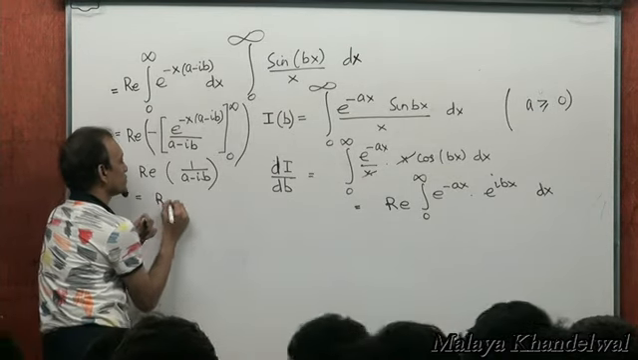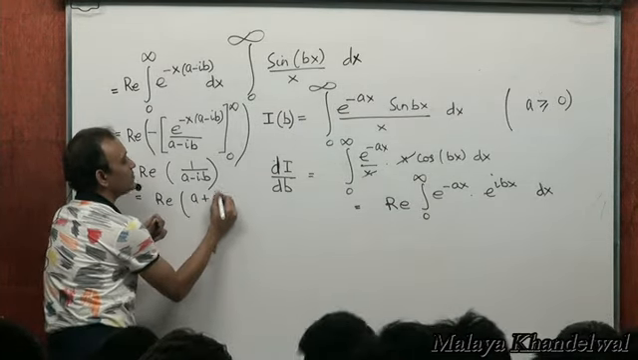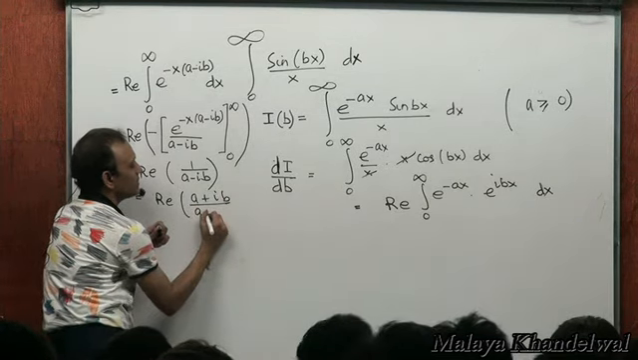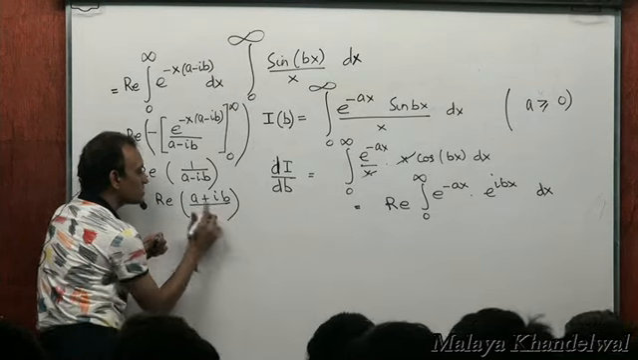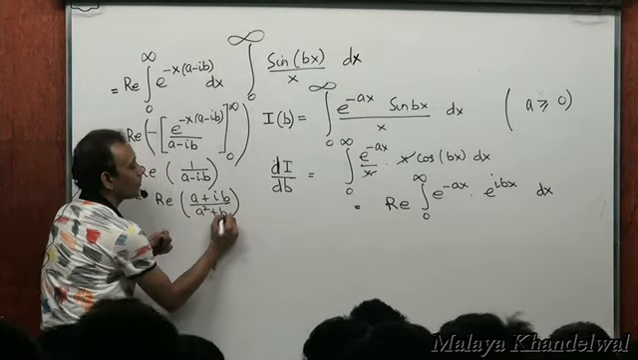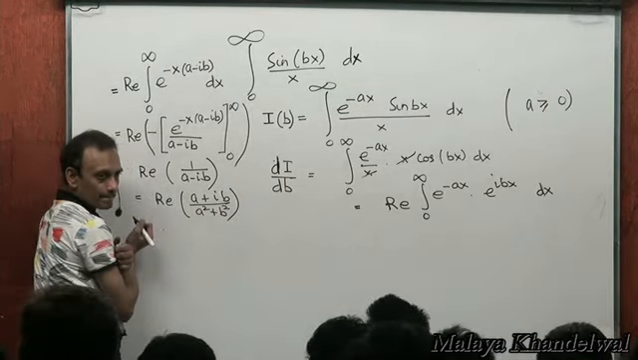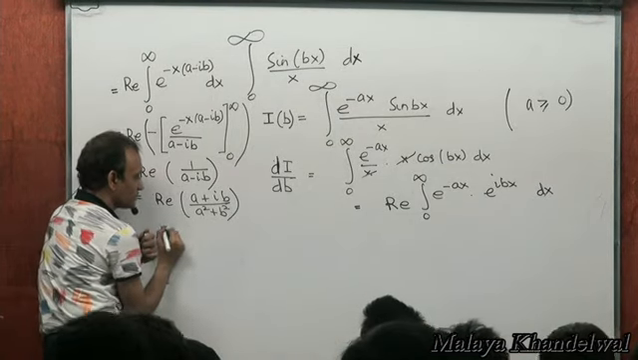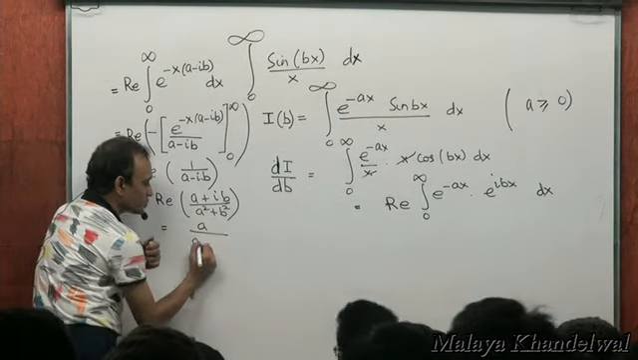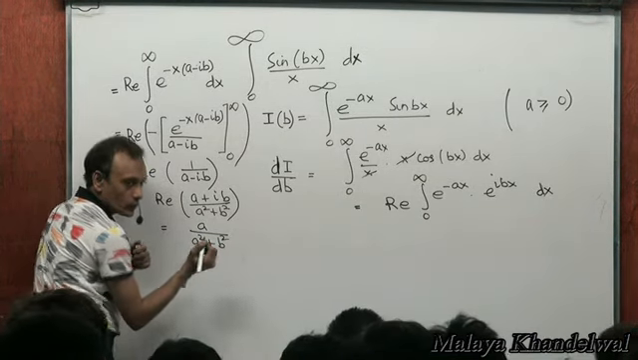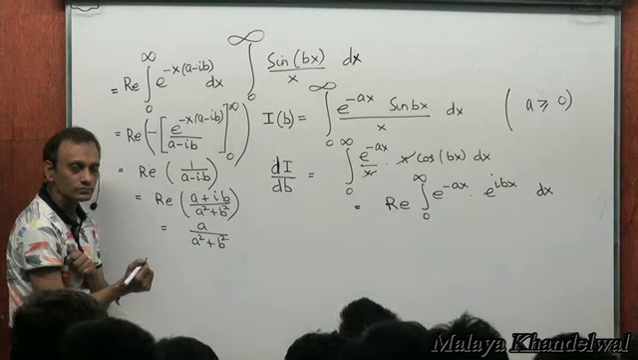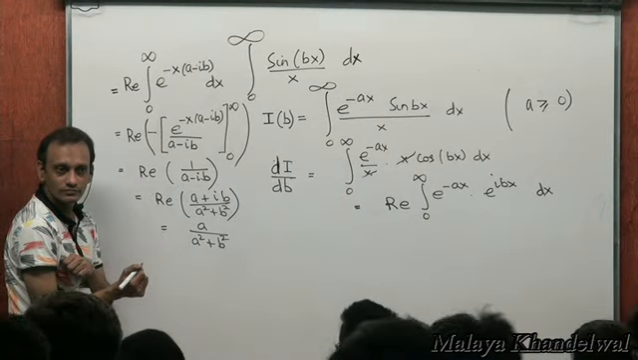That means the real part of 1 by (a plus ib) is a by a square plus b squared, and the real part of this is a by a square plus b squared. Yes or no? Clear?